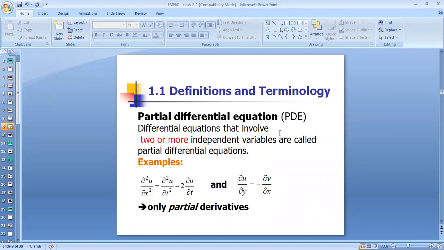Now, what will a partial differential equation be? A differential equation that involves two or more independent variables, and two or more dependent variables also, is called a partial differential equation. Partial differential coefficients will be present in the partial differential equation. So del squared u/del x squared, del squared u/del t squared minus 2 del u/del t. These are partial derivatives, because partial differential coefficients are involved in those equations.